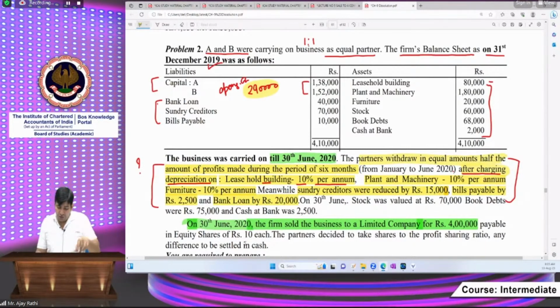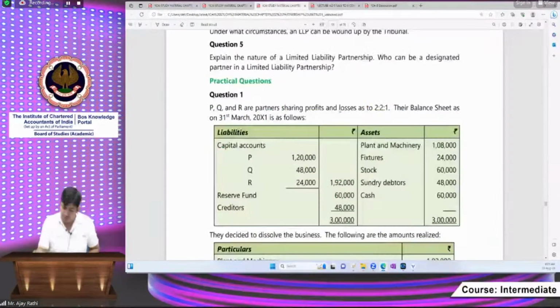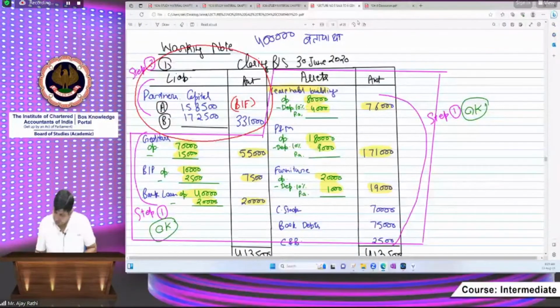Bills payable is 10,000. When you reduce it by 2,500, you will find the figure, that is 7,500. Same is the case with bank loan. You will reduce such figure by 20,000 and find the 30th June figure. Now, is there anything more which the question has given us? Sir, the question is saying stock was valued at 70,000. Okay, then put the stock figure there. Very easy.